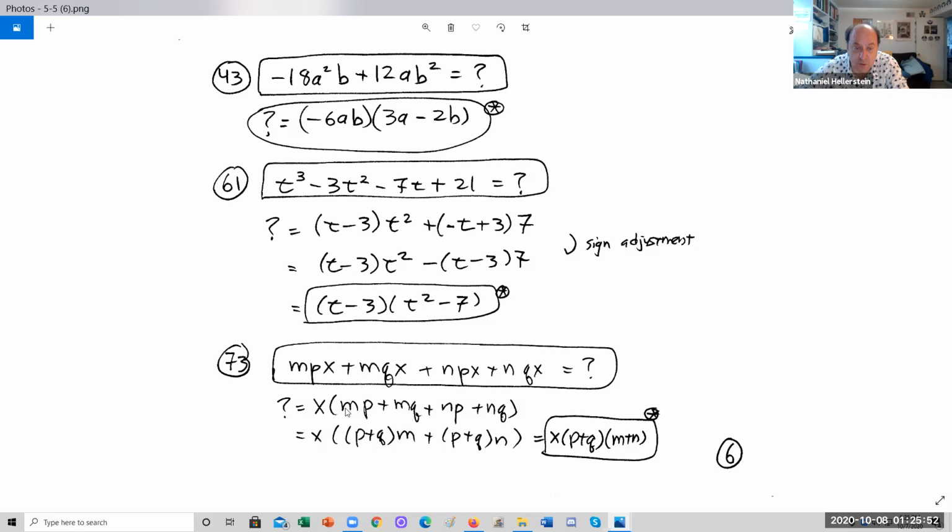These first two terms are mp plus mq. Out comes a common factor of m times p plus q. These two terms, np plus nq, have a common factor of n, pull it out, times p plus q. Now in here, there's a common factor of p plus q. We have x times p plus q times m plus n.